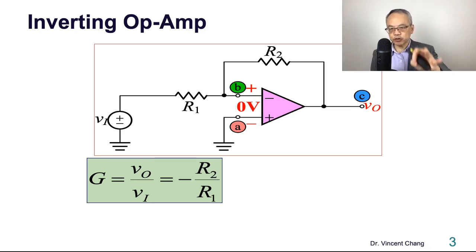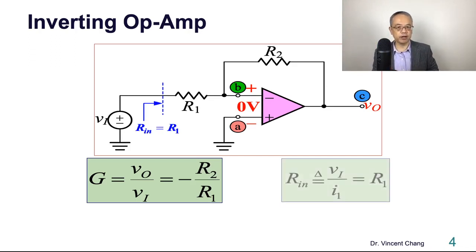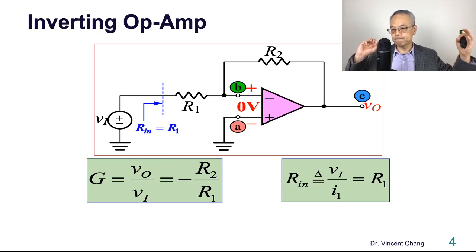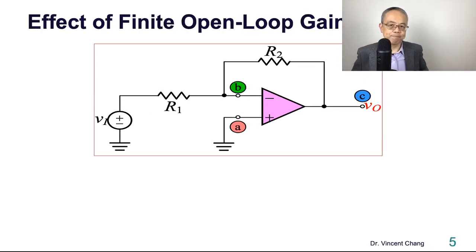Based on the closed loop analysis, the closed loop gain, which is defined as the output voltage VO divided by the input voltage, will be equal to negative R2 over R1. And the input resistance of this inverting amplifier is determined by the input resistor, which is R1. So there is a trade-off between the input resistance and the closed loop gain.